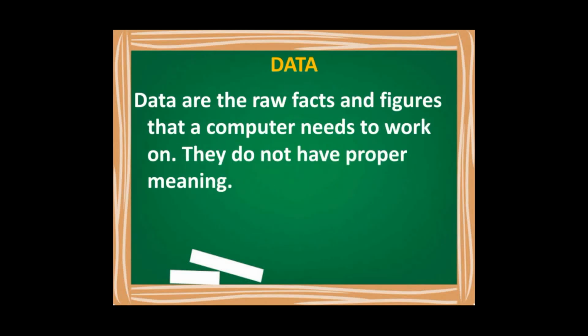Let us look at the definition of data. Data are the raw facts and figures that a computer needs to work on. They do not have proper meaning. So, what is data? Data are the raw facts and figures. Let us try to understand this definition with one example.